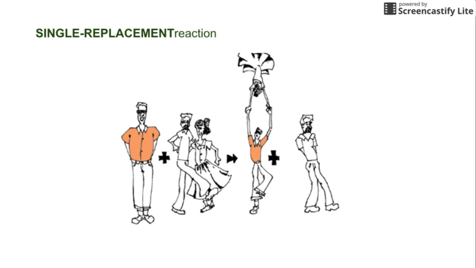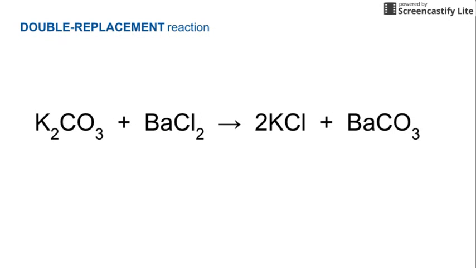Here's an illustration of this. On the left, the fellow in the orange shirt is all by himself, and there's a couple there that's dancing. After the arrow, the fellow in the orange shirt has replaced the guy in the white shirt and is now dancing with the girl in the picture. And presumably that happened because the fellow in the orange shirt is more active than the guy in the white shirt. He seems to be able to dance fancier. We started off with a single individual and a couple. We ended up with a different couple and a different single individual. This is an analogy to a single replacement reaction.